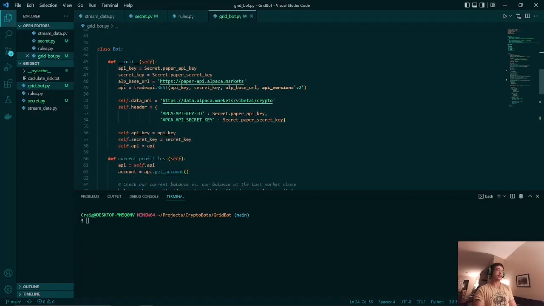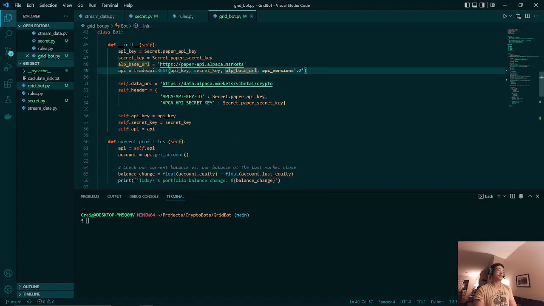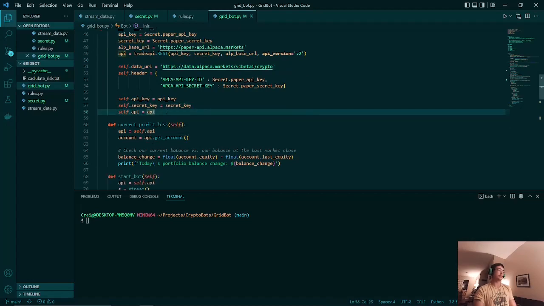So at the beginning of our class, we have our constructor. What this will do is it will set up a basic connection to our trading API with our API key, our secret key, and our URL. And then we will basically initialize all of our variables that we're going to be using. We can have our data URL and our API. I believe this will be the one that will be used the most.